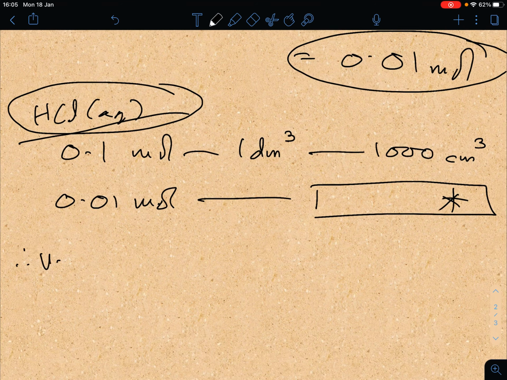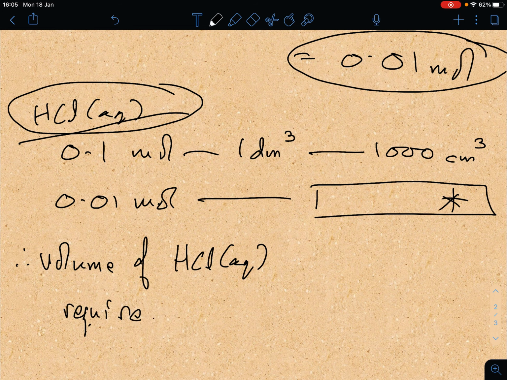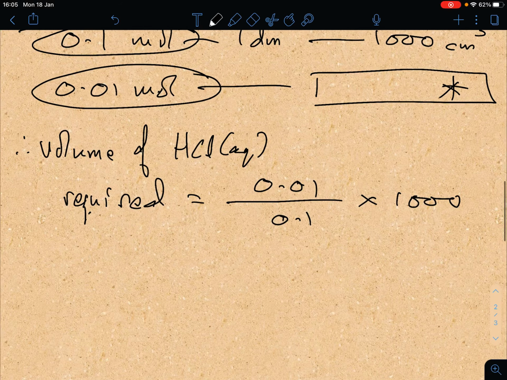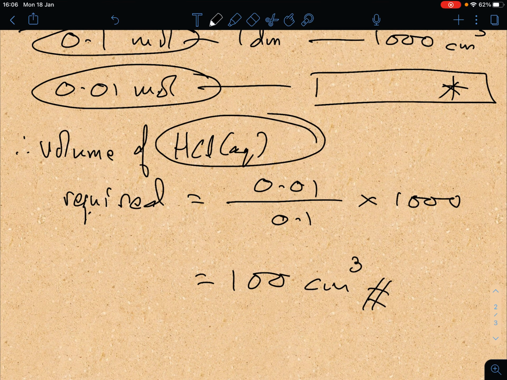Therefore the volume of hydrochloric acid used or required will be equal to 0.01 divided by 0.1 multiplied by 1000. Done deal. That means 0.01 divided by 0.1 multiplied by 1000 cubic cm. That will give you 100 cubic cm. That means 100 cubic cm of hydrochloric acid is required. Simple. No formulas required. It's very easy, isn't it?